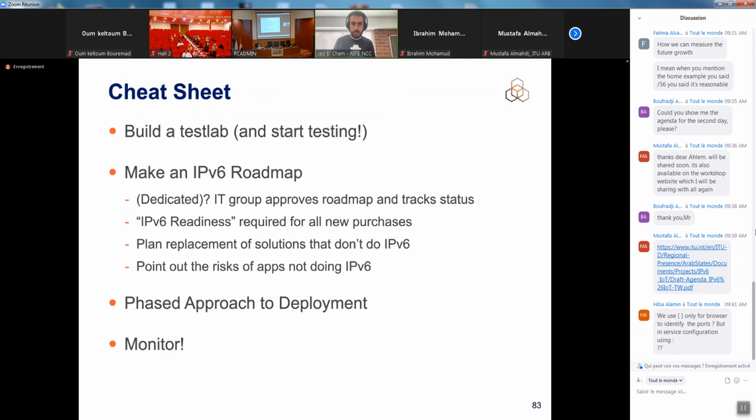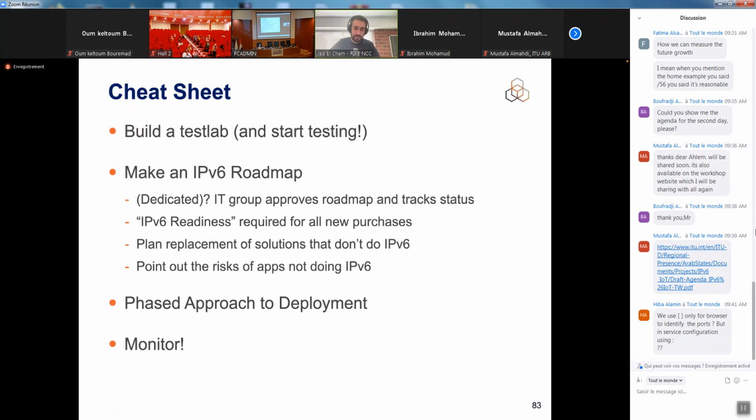Moving forward. Almost there. Build a test lab and start testing. I'm a network engineer, and I can tell you something: engineers have the biggest ego in the world, where we say we're going to get it right from the very beginning. Don't do this. Build a test lab and test everything before you deploy it. You could regret it later on.